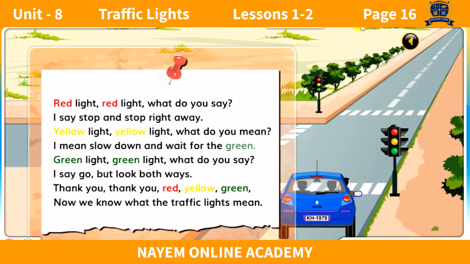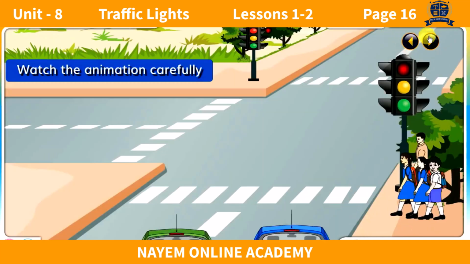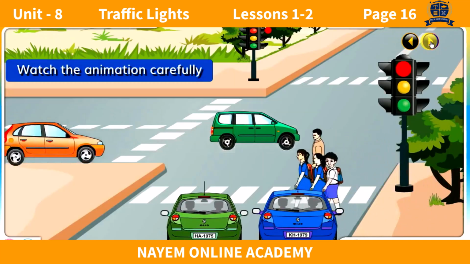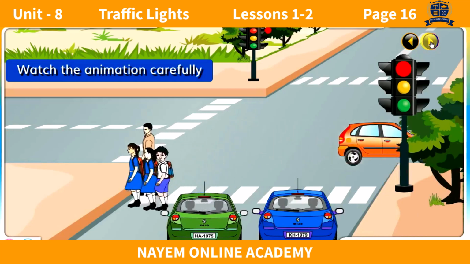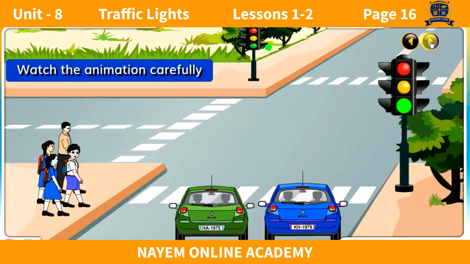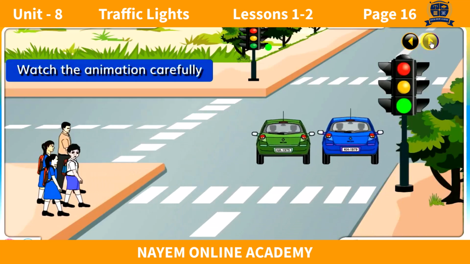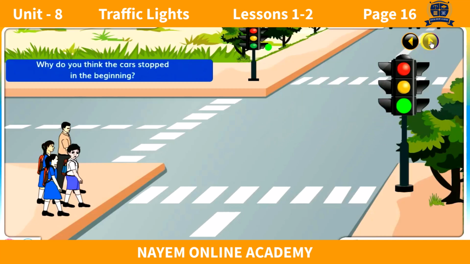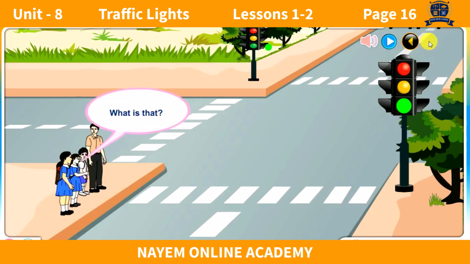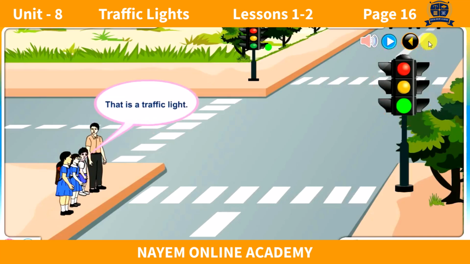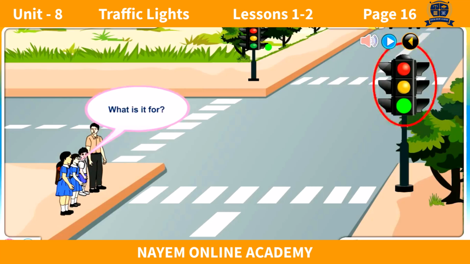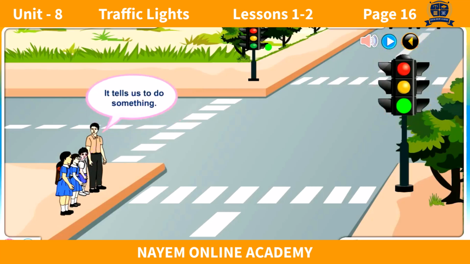Watch the animation carefully. Why do you think the car stopped in the beginning? What is that? That is a traffic light. What is it for? I'm not sure. It tells us to do something. Let's listen to a rhyme about traffic lights.